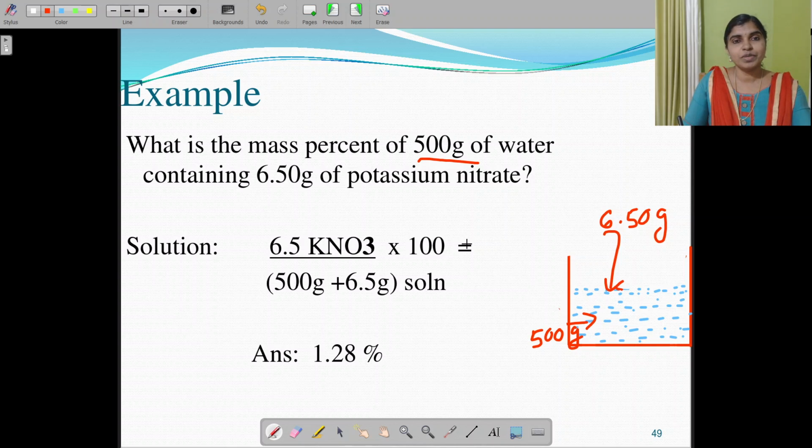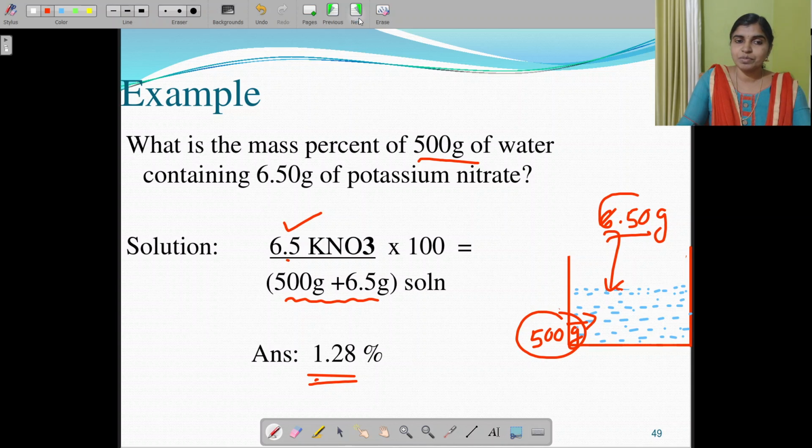We can find out the mass percentage of potassium nitrate by taking the mass of potassium nitrate that is given here, that is 6.5, divided by the total mass of the solution. What is the total mass of the solution? Here there is 500 grams of water, plus we are adding potassium nitrate, that is 6.5 grams. So total mass is 500 plus 6.5, then into 100. So the mass percentage is 6.5 divided by total mass of the solution into 100, and the answer is 1.28 percent. Okay, this is mass percentage.